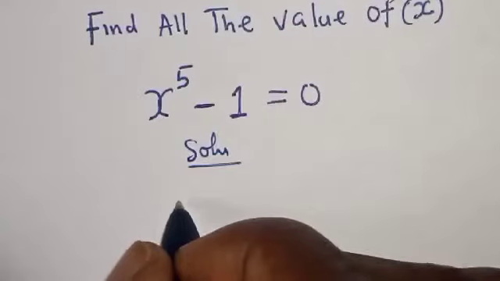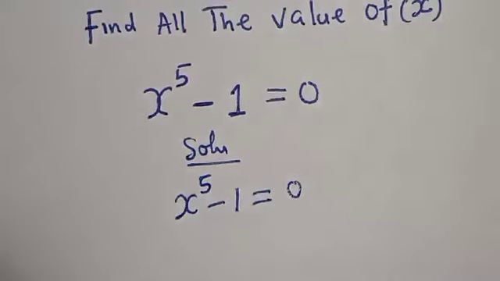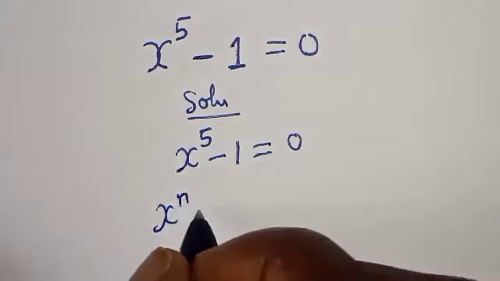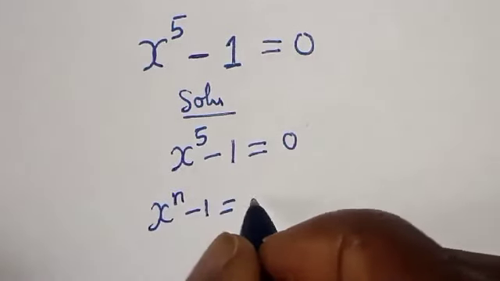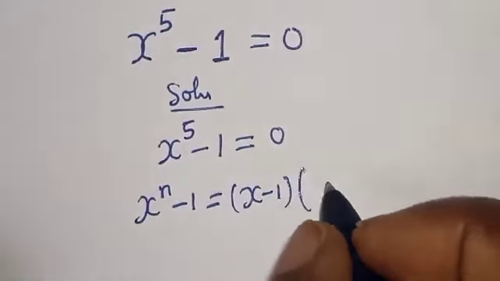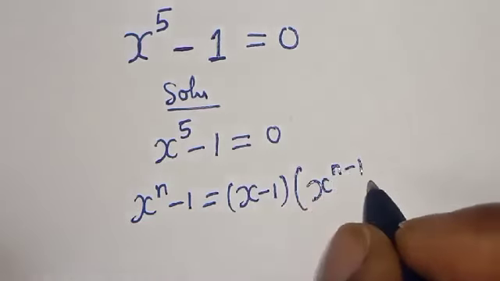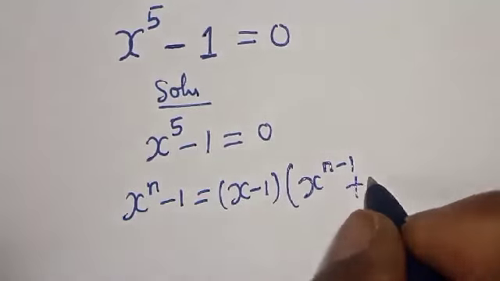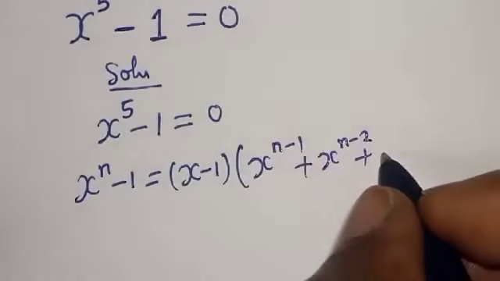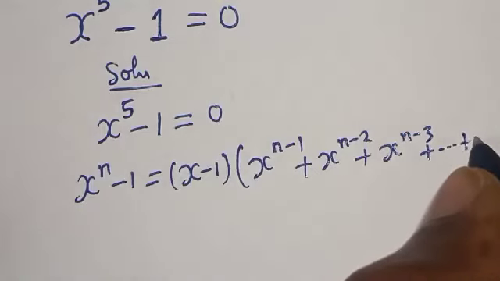We have the given equation, x to the power of 5 minus 1 is equal to 0. Now, take note of this, that if you have x raised to the power n minus 1, this is equal to x minus 1 bracket x raised to the power n minus 1 plus x raised to the power n minus 2 plus x raised to the power n minus 3 plus ... plus 1.